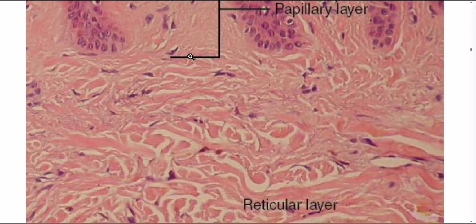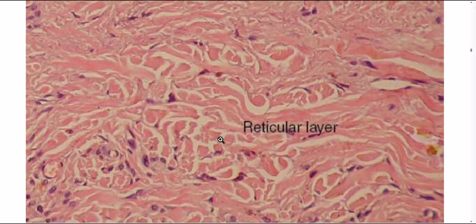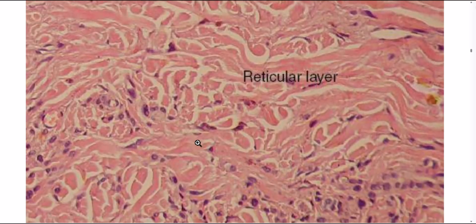Now, deep to the papillary layer, we have the reticular layer, and that is the second, deeper layer of the dermis. And this is where you see the very characteristic swirly whirlies of that densely packed collagen. And you also can see a large number of blood vessels. Recall that the dermis is a highly vascular structure.